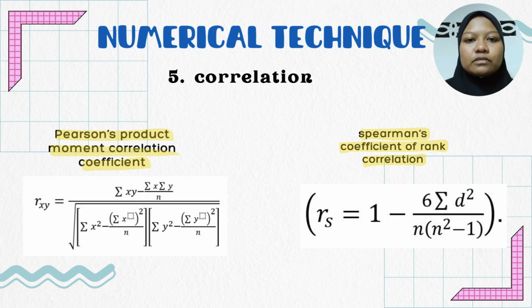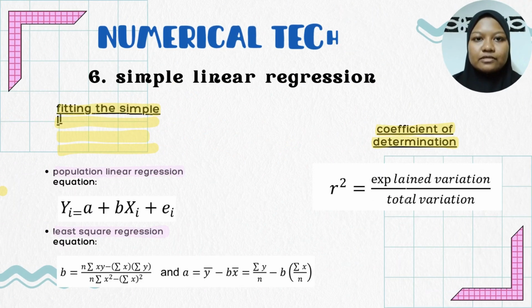The other one is Spearman's coefficient of rank correlation. This was to determine the correlation based on rank because variables can not always be displayed in terms of x and y. It can instead be ranked in order of size or anything. To find it, we must calculate the difference, which is d, by using the formula d is equal to rank x minus rank y. After that, we can determine the value of Spearman's coefficient of rank correlation by using the formula below. Last type is simple linear regression.